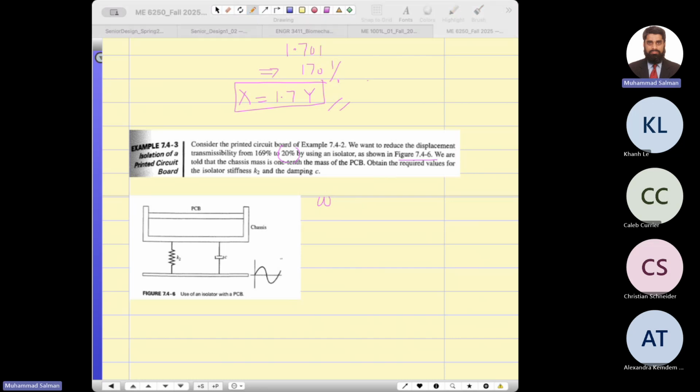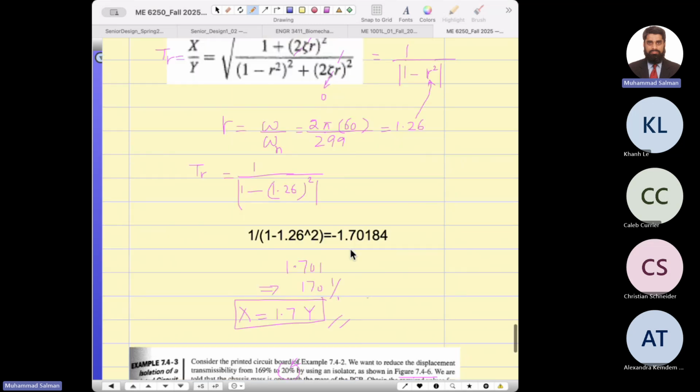so our transmissibility is now 0.2. So now let's see what our transmissibility is. Required transmissibility 20%, which is equal to 0.2. So I will say X over Y equals 0.2, and I'm going to write down this formula again here.